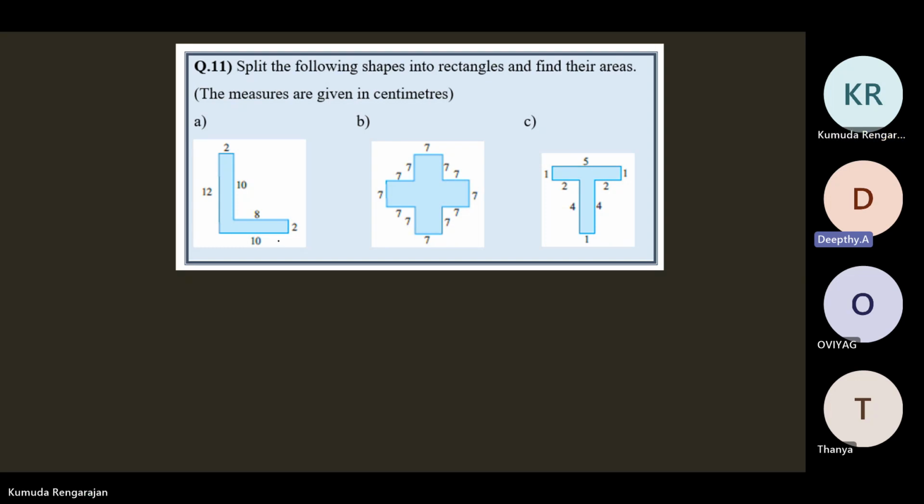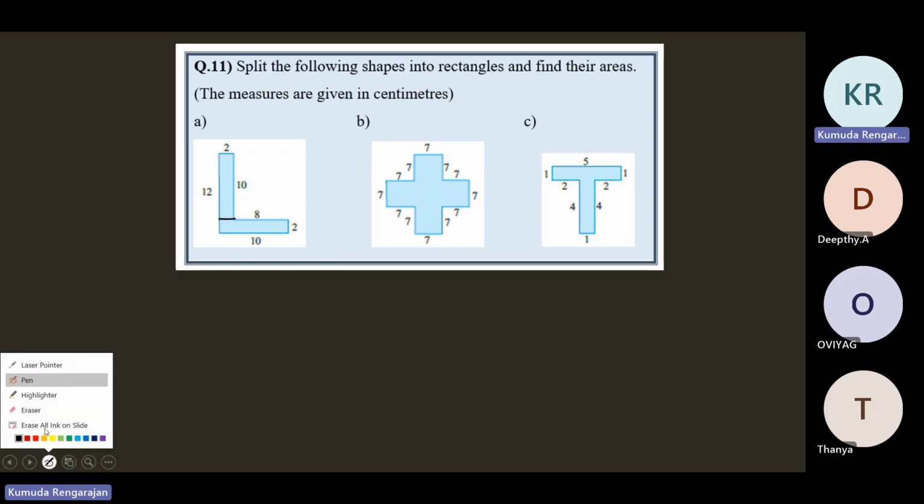Ma'am, will you be sending it as an assignment, or are we supposed to note it down? No, I'll send the photo in the group. I'll send this photo now. So you can either divide it like this, so there'll be 2 rectangles, or you can do it like this. Correct?